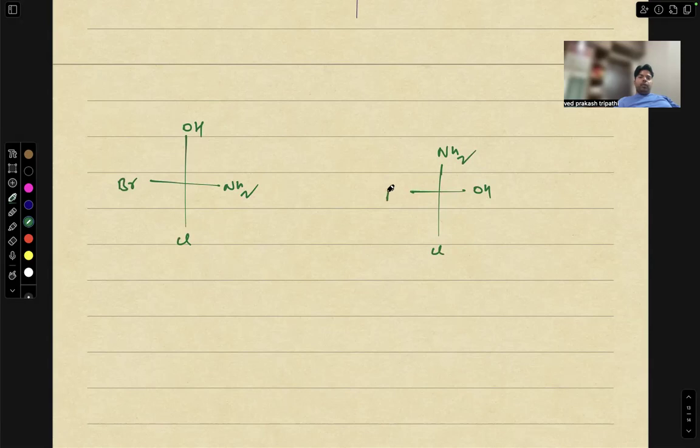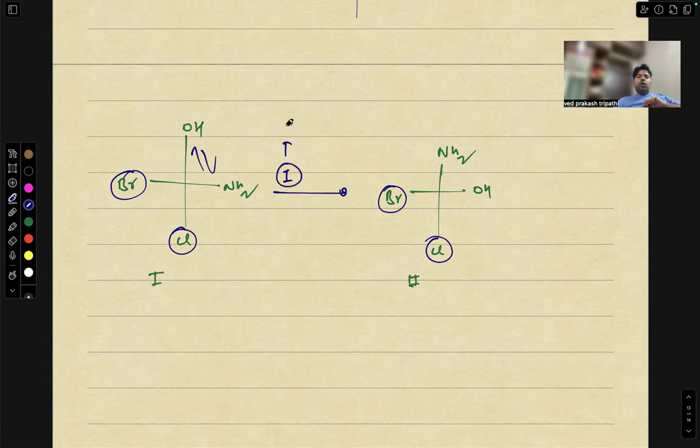So we have to find out the relationship between these two molecules, 1 and 2. So first job, we are going to compare the changes in both compounds. So if you look at bromine and chlorine, they remain the same. You can see the position is the same. So there is a mutual exchange between OH and NH2. It means overall it's just one exchange. One is an odd number and odd means enantiomer. So 1 and 2 are enantiomers.